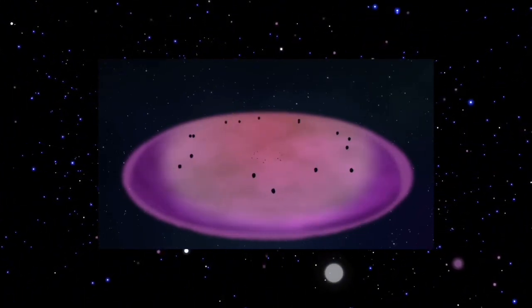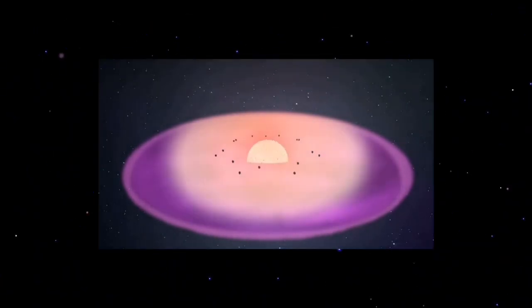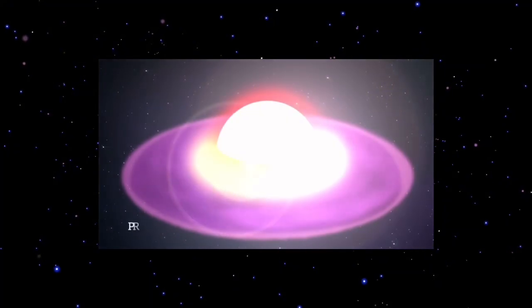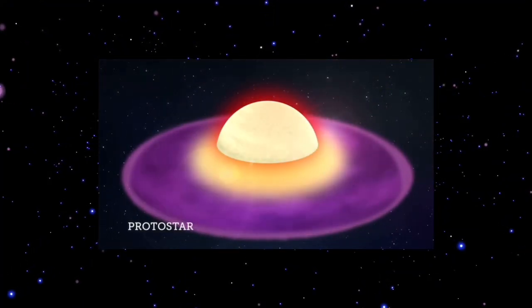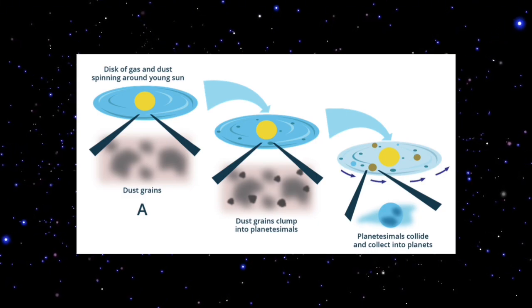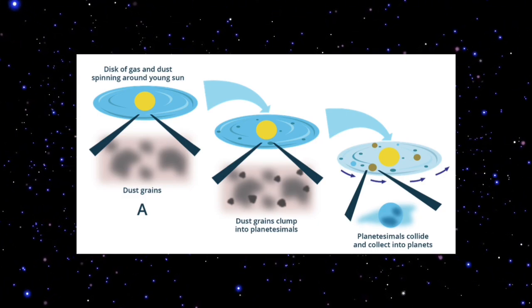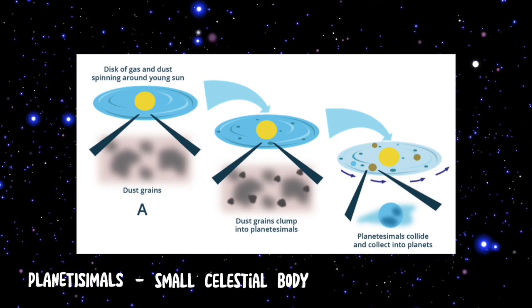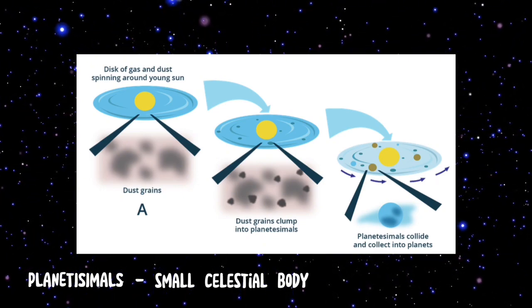As the temperature continued to rise, a ball of hot gases formed in the center of the disk, creating a protostar, or what we call the sun. Dust and grains surrounding the sun eventually formed clumps. These clumps accreted, forming planetesimals. These small celestial bodies, once they collide together, tend to fuse to form the planets.